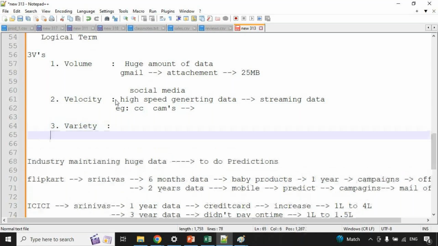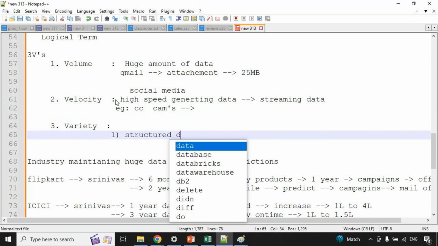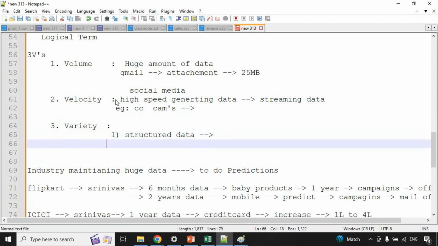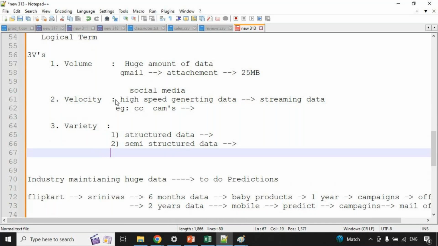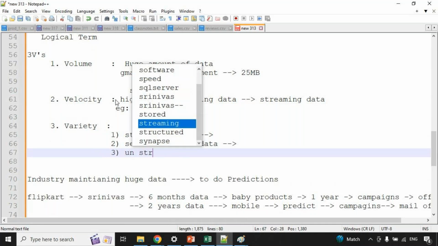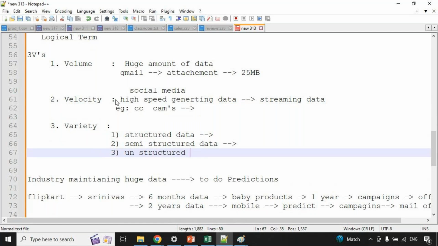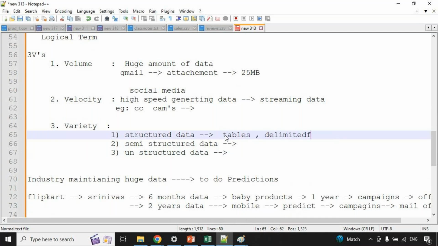Variety means different categories of data. One is structured data, another is semi-structured data, and another one is unstructured data. Structured data is in the form of tables or delimited files. Semi-structured data is XML files, JSON files.